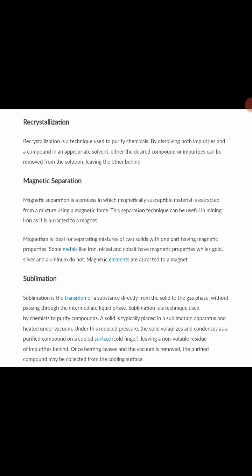Sublimation is a transition of a substance directly from the solid to the gas phase without passing through the intermediate liquid phase. Sublimation is a technique used by chemists to purify compounds. A solid is typically placed in a sublimation apparatus and heated under vacuum. Under this reduced pressure, the solid volatilizes and condenses as a purified compound on a cooled surface, leaving a non-volatile residue of impurities behind. Once the heating ceases and the vacuum is removed, the purified compound may be collected from the cooling surface. We're going to see just a simple diagram to illustrate this.